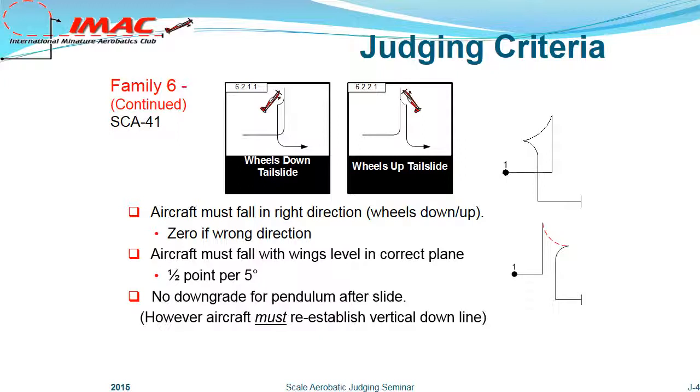As with Family 5, the downline reference point is established after taking into account the wind drift while the aircraft is in a stalled or near-stalled condition. Entry and exit altitudes are not graded and may be different.